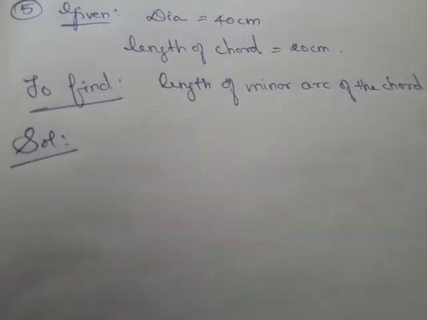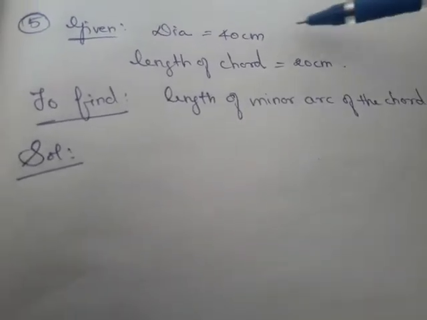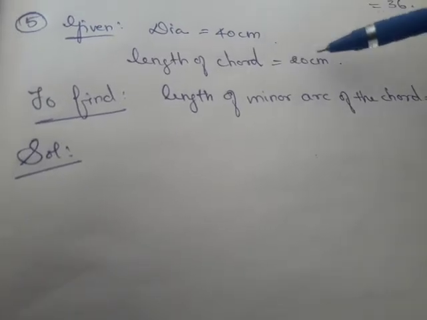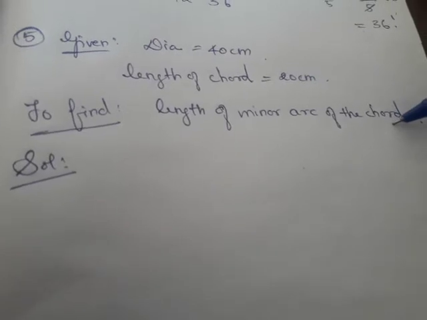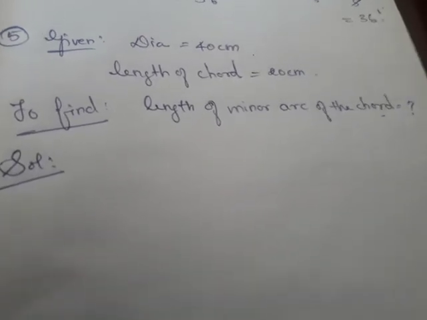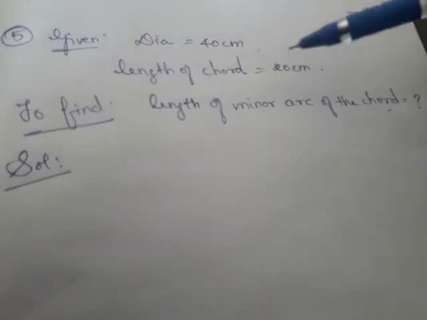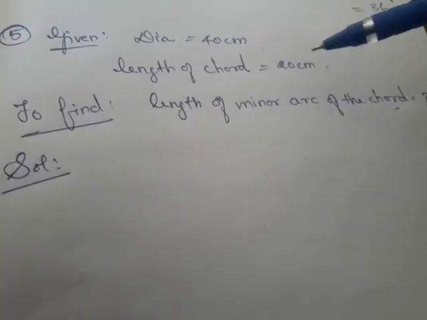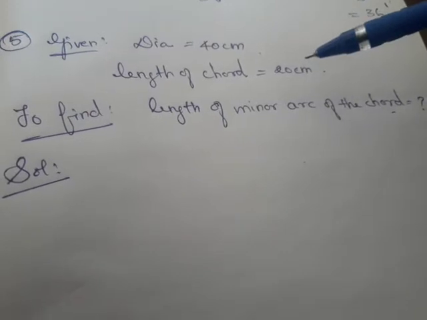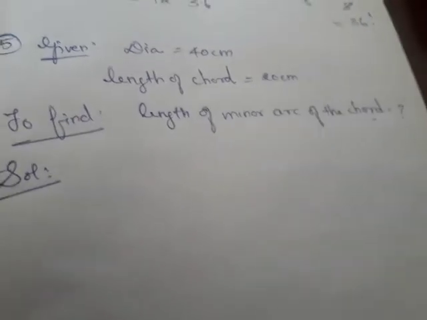What is given in the question? In a circle of diameter 40 centimeter, length of the chord is 20 centimeter. Find the length of the minor arc of the chord. You should not do it in a hurry. They have given you the length of the chord. They didn't give you the length of the arc. Arc length they didn't give. They gave you chord length. They asked you to find the arc length, right?